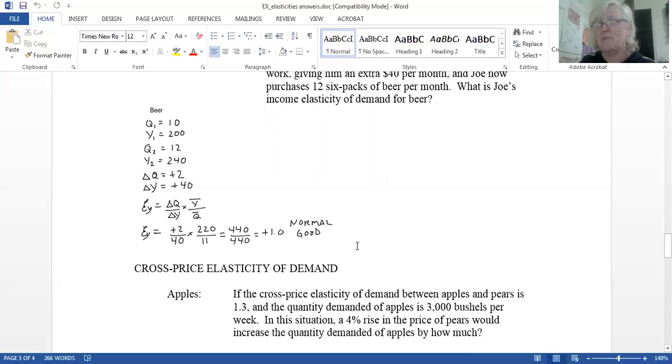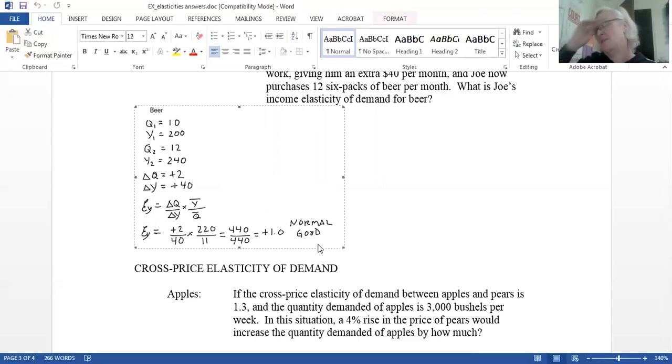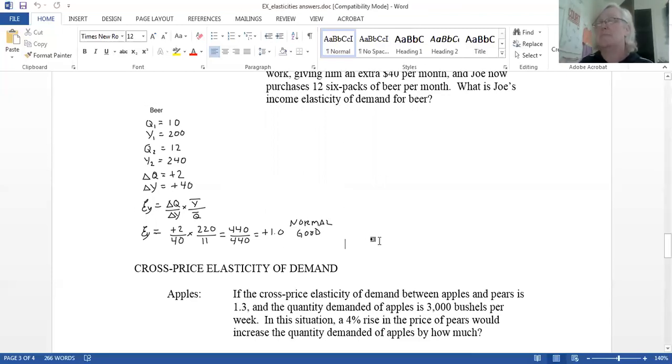None whatsoever. All we're saying here is because this is positive for income elasticities, we're just going to interpret, hey, it's a normal good. Any questions? Hopefully you guys can let me know if you have any, but that's the interpretation that goes with the positive 1.0. Because it's positive, it's a normal good.